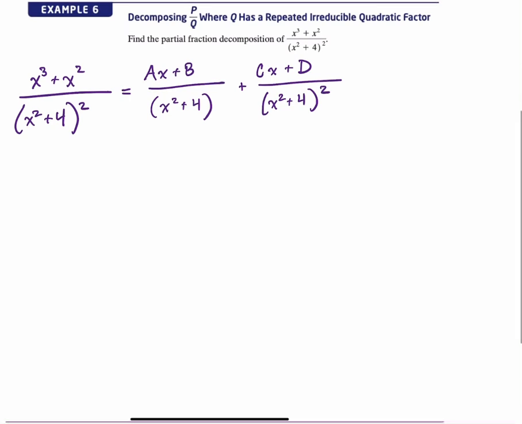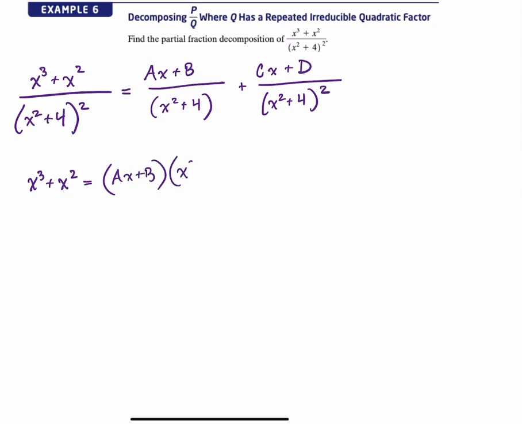So let's multiply everything by the denominator on the left side. It will cancel there, so we'll be left with x cubed plus x squared. Then for our first term, one of the x squared plus 4's will cancel, and there'll be one remaining. So we'll have ax plus b times x squared plus 4. And on our second term, the whole denominator will cancel, so that will just become cx plus d.